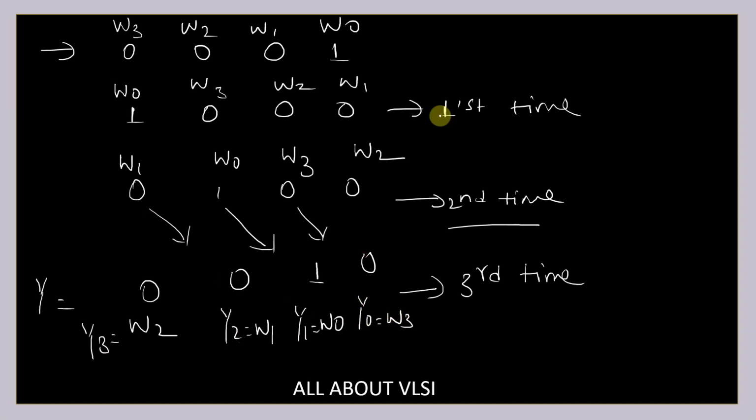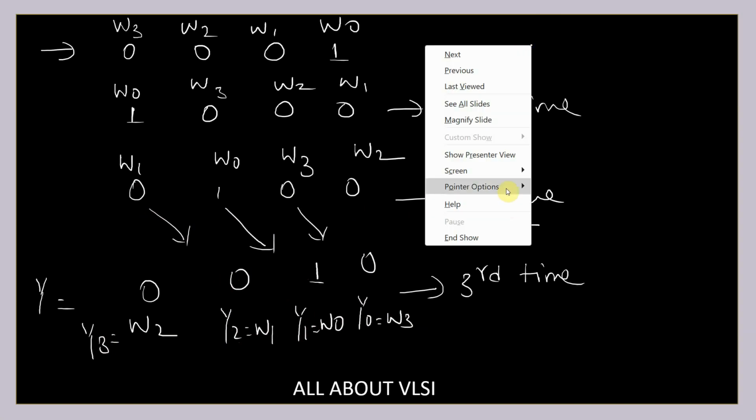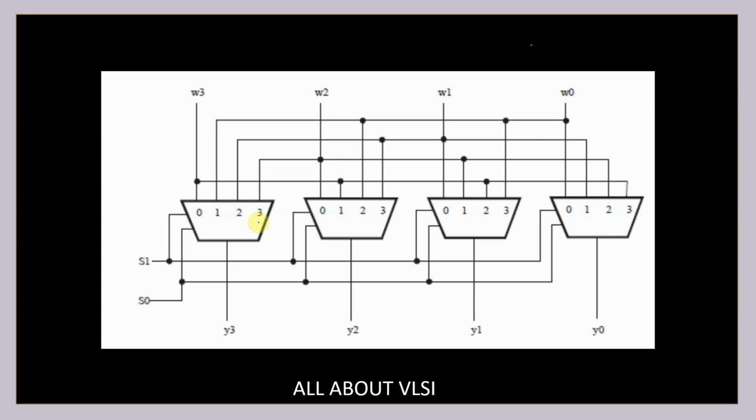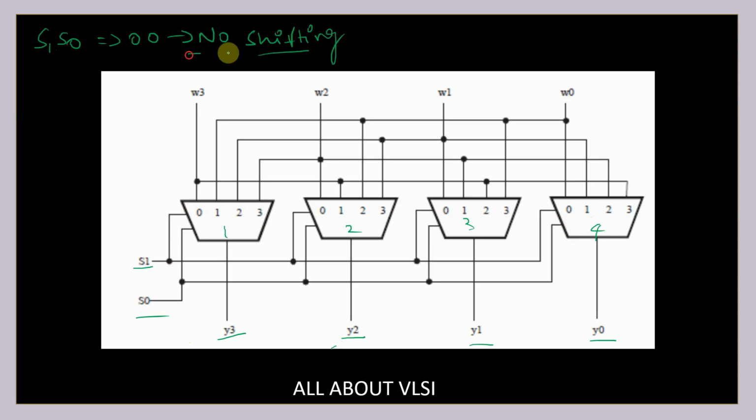From all these discussions, there is a very good conclusion we can draw over here. Let's try to understand. You can see in this diagram that we have four multiplexers, 1, 2, 3, and 4. These are my select lines, which are given to all the multiplexers, and these are my outputs Y3, Y2, Y1, and Y0. If my select lines S1 and S0 are 0, 0, then there is no shifting. This is the mode where there is no shifting, and you provide the inputs to the multiplexer.